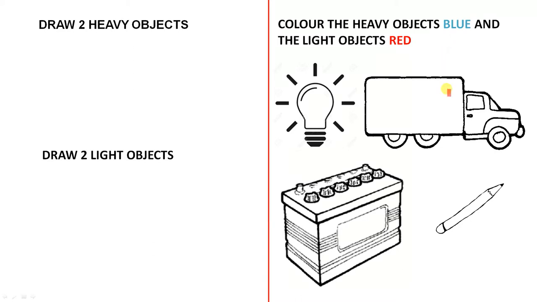So we hope that they will be colouring the truck blue and also the battery, and we explain to them that these are real objects, they're not toys. The light bulb and the pen, and also the pencil, they're very light, aren't they? So they'll be colouring them red. So these are just examples, and you can do many other drawings and approach this question in many different formats.